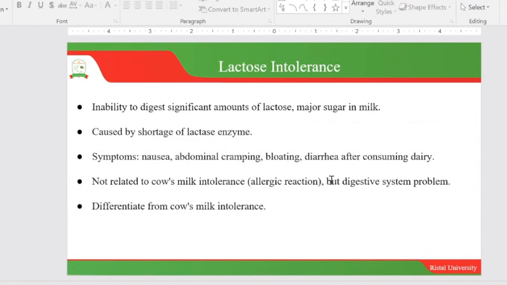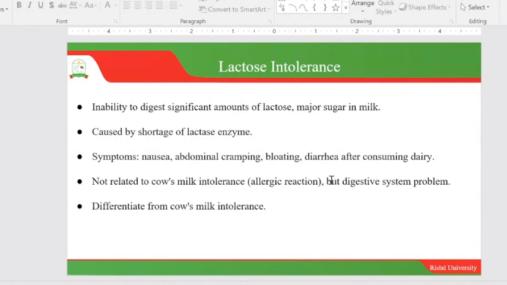Okay, and I think for this lactose intolerance, most of you have heard about it. Really, still, it is the body's inability to digest significant amounts of lactose, which I told you is the major carbohydrate in milk, and this is caused by a shortage of the lactase enzyme, and symptoms could include abdominal cramping, the diarrhea after consuming dairy. Okay, yeah, and that is why some people do not take milk.